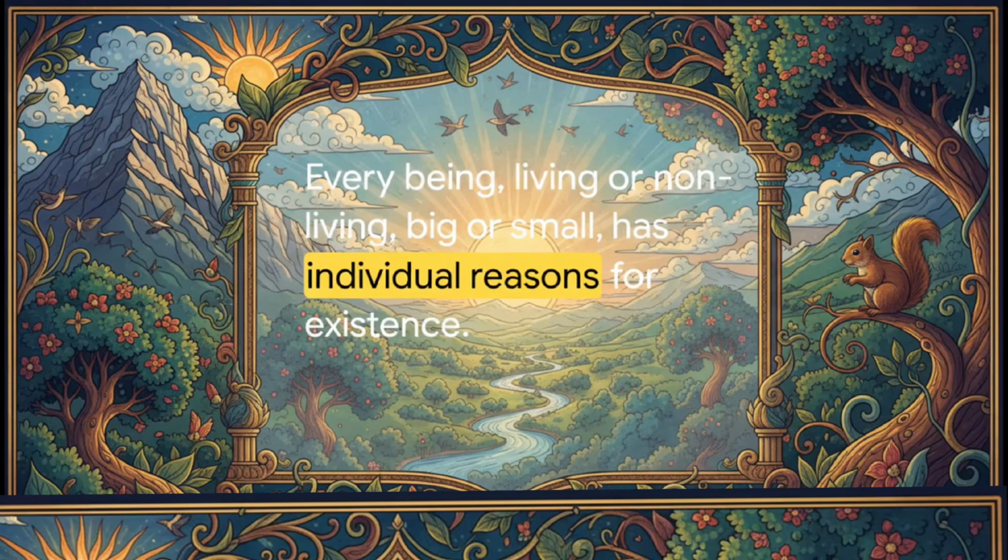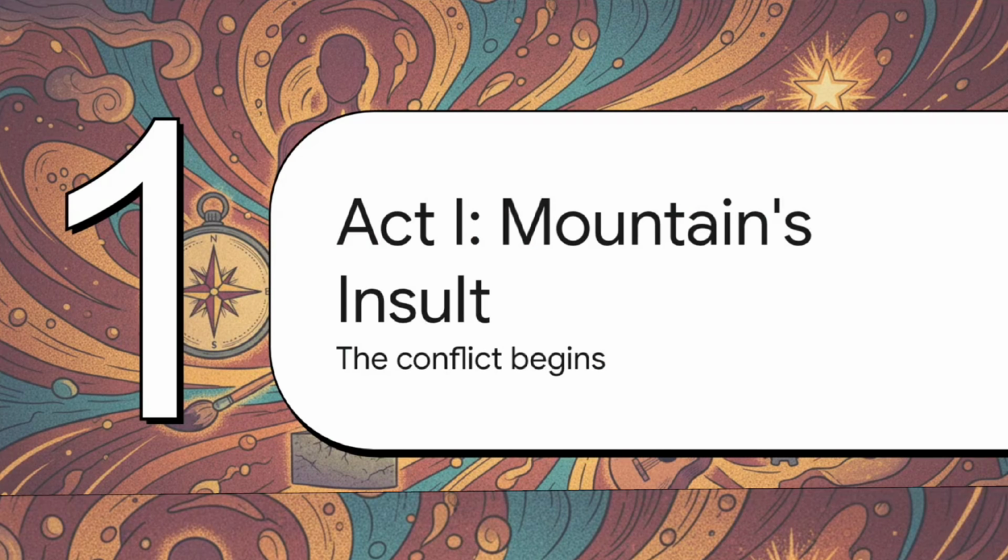And this right here, this is the central theme of the entire poem. This is what Emerson is trying to prove. He's making the case that everything, from the biggest mountain to the smallest little creature, has its own purpose, its own reason for being here. It's a really deep idea packed into this simple story, so keep this in mind as we watch this whole fight unfold. So, who throws the first punch?